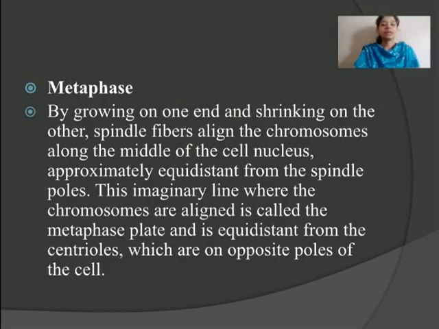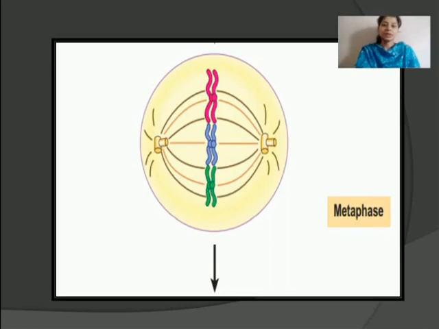The next phase is your metaphase. Metaphase is basically a phase where the chromatids align on the center of the spindle, attached by their centromere, right? And the mitotic spindle is basically an imaginary line. As you can see in this particular slide, the chromatids have aligned on the center of the spindle, attached with the help of their centromere.